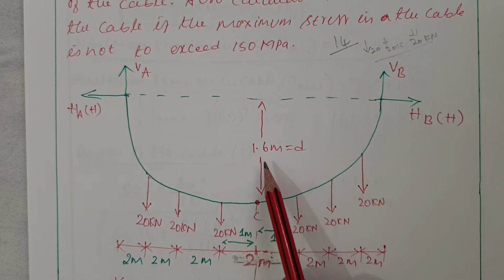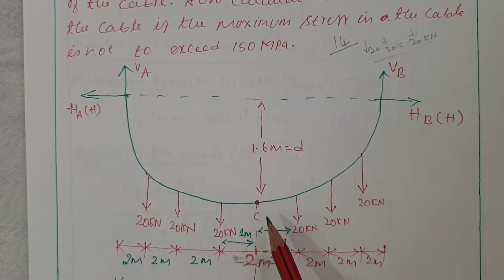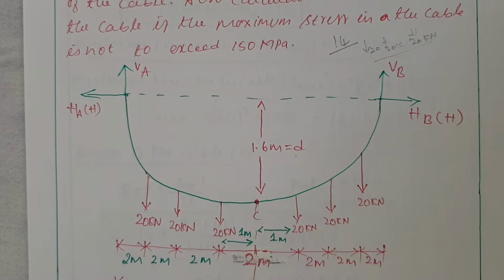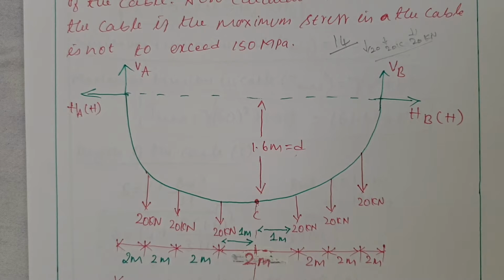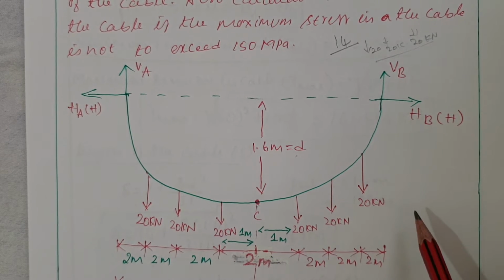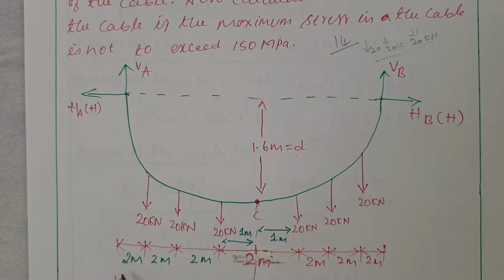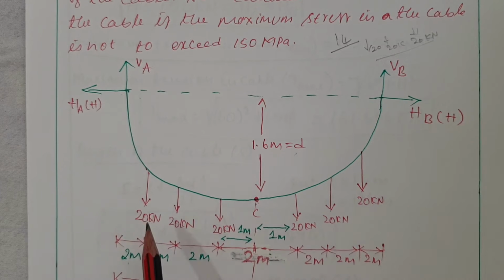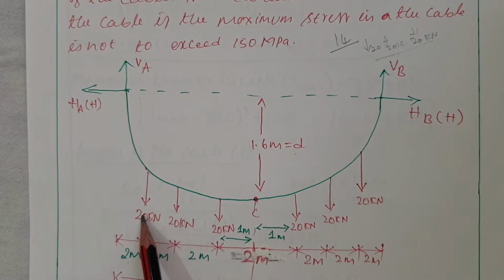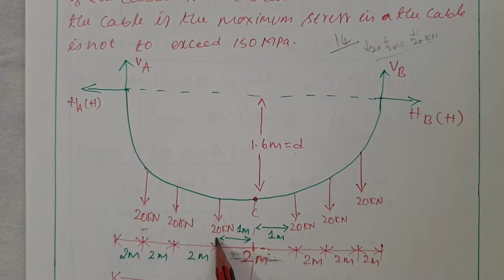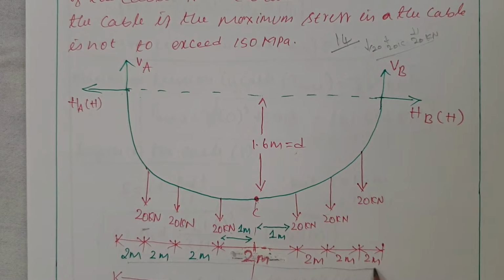The central dip is also given as 1.6 meters with respect to C, that is, C is exactly at 7 meters from the left as well as from the right, because we have supports at the same level. The 6 loads I am considering such that they are equal, so if you accommodate like this, 2 meters from the support to this load, and 2 meters from this load to the next load, and then 2 meters, and then 2 meters. So everywhere it is equally distributed, so it is equidistant, and the magnitude of the loads will be 20 kilonewtons.